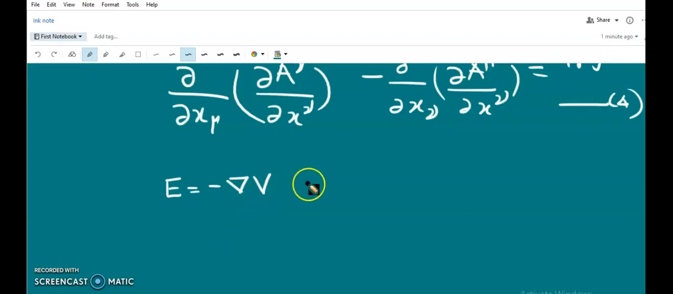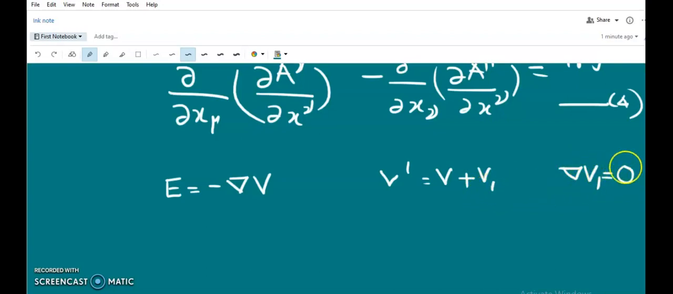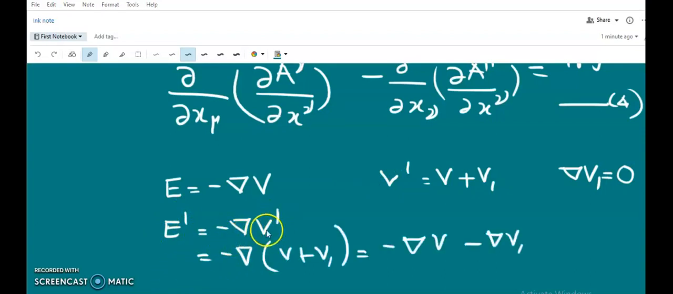Now, suppose we are adding something to this potential, so that the new potential is V prime, the original potential plus some potential V1, such that the gradient of the newly added potential V1 equal to 0. അങ്ങനെയാണെങ്കിൽ പുതിയ ഇലക്ട്രിക് ഫീൽഡ്, V prime corresponding ആയിട്ടുള്ള ഇലക്ട്രിക് ഫീൽഡ് E prime, is equal to negative gradient of V prime. So V prime is V plus V1, substitute ചെയ്യാം.